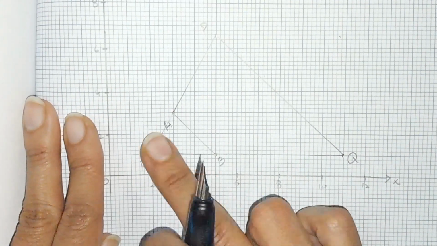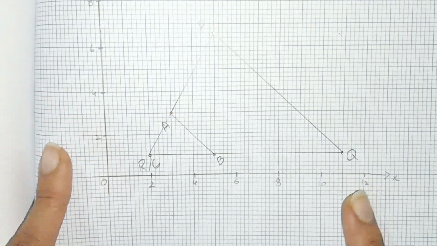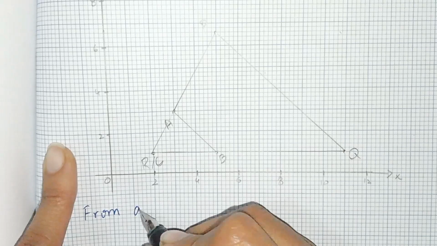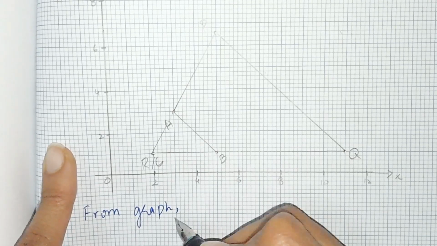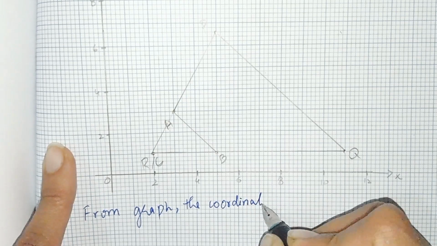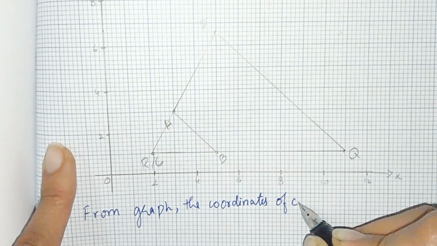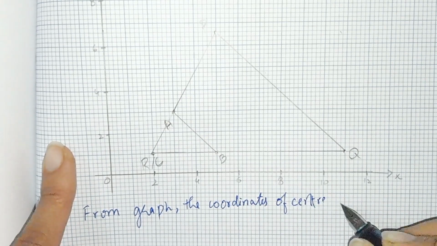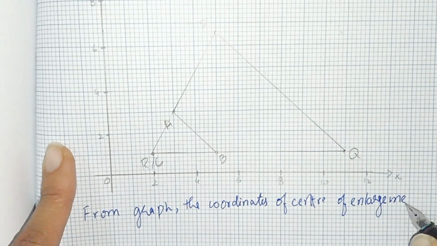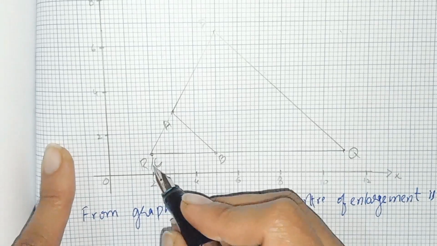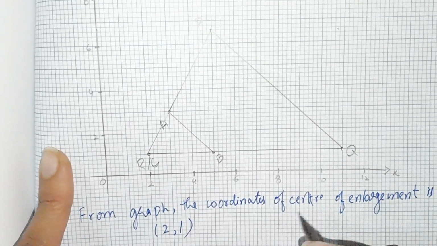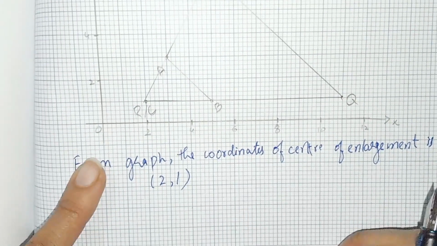Now students, this is a triangle and this is its image, and from the graph, the coordinate of the center of enlargement is 2 and 1. And now we have to find the scale factor.